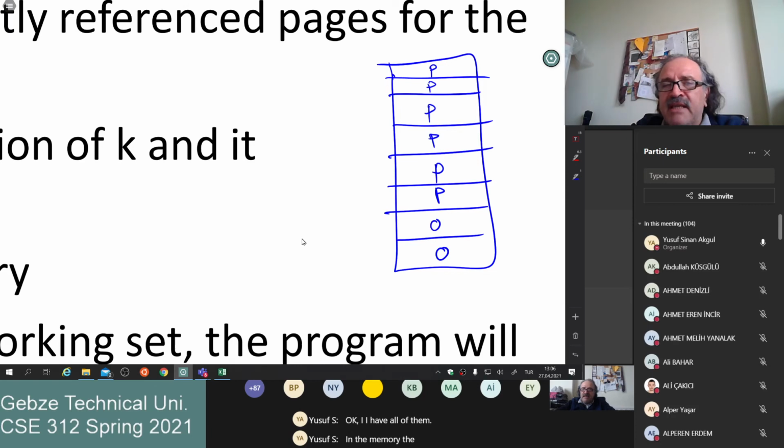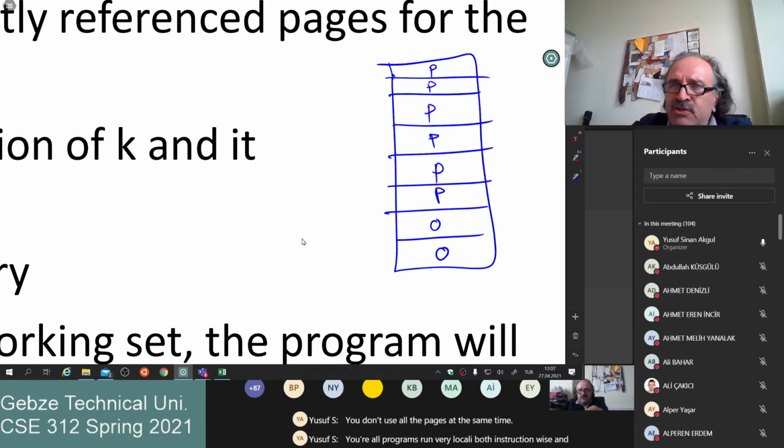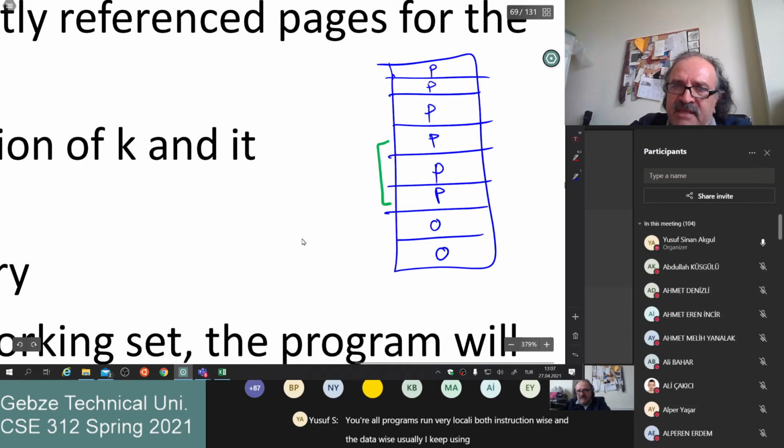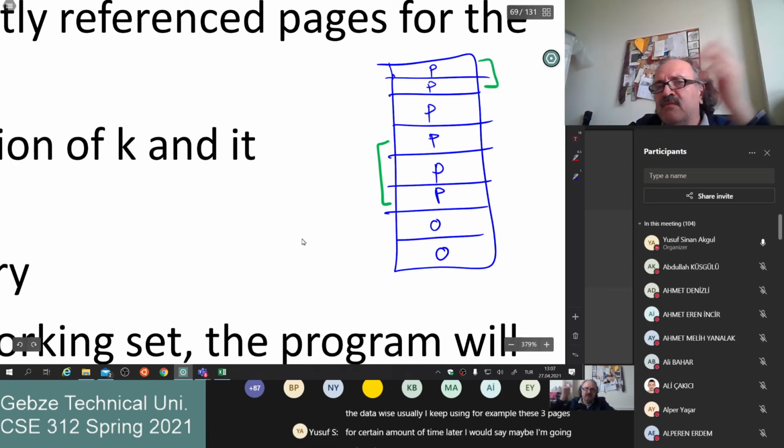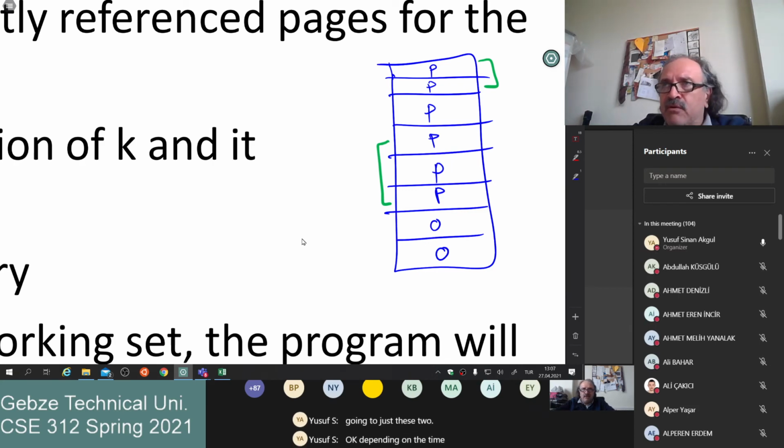The principle of locality says that you don't use all the pages at the same time. Your programs run very locally, both instruction-wise and data-wise. Usually I keep using, for example, these 3 pages for a certain amount of time. Later, maybe I am going to use just these 2. Depending on the time and on what you are executing, you use only a small part of your address space.